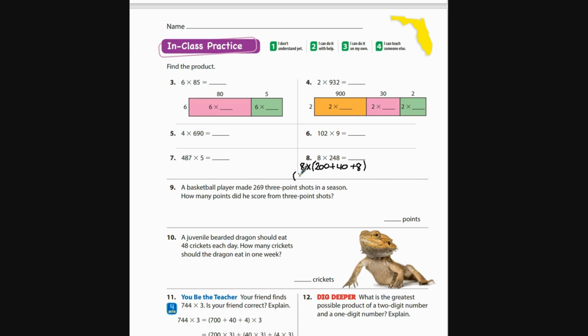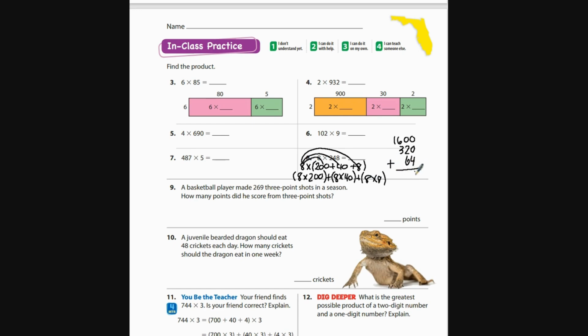Now, let's break it down even more. 8 times the first number, 200, parentheses, plus, one more time, 8 times the second number, 40, plus, last one, 8 times the last place value, 8 times 8. Now, let's solve. 8 times 200 is 1,600. 8 times 40 is 320, because 8 times 4 is 32 and a 0. And then finally 8 times 8, which is 64.